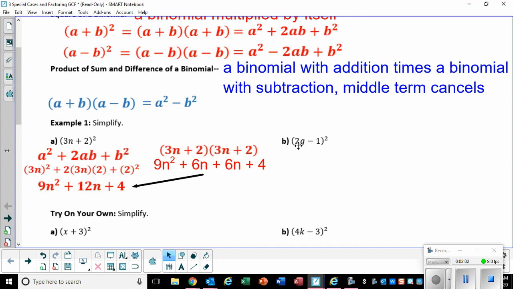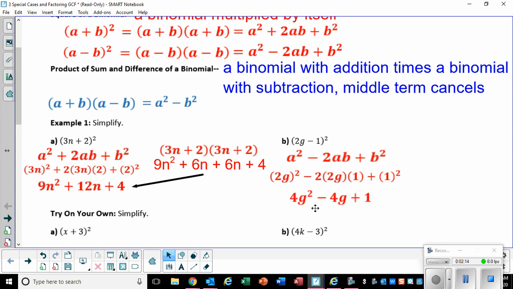Okay? So if we do the same thing here, you could fill this in. Your a is 2g, your b is 1. Go ahead and fill it in, and then you just simplify. You get 4g squared minus 4g plus 1. Again, not my biggest fan because you'd have to have it memorized. So I actually just expanded out to be 2g minus 1 times 2g minus 1 and use my preferred method of multiplying. So I would get the 4 terms of 4g squared minus 2g minus 2g plus 1, and it would simplify to be the same thing.